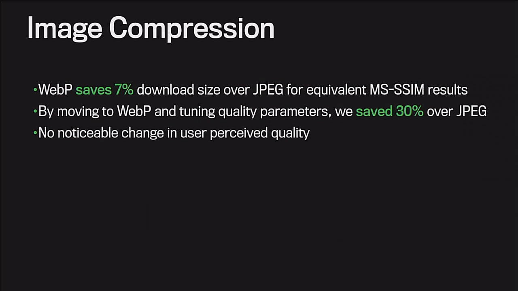So why are we using WebP? In our testing, we found that it saves 7% download size over JPEG for equivalent quality test results. But by moving to WebP and by tuning the quality and compression parameters, we saved over 30% compared with the previous JPEG compression that we were using. And that's really significant when you think about it. In our testing, there was no noticeable change in user perceived quality.